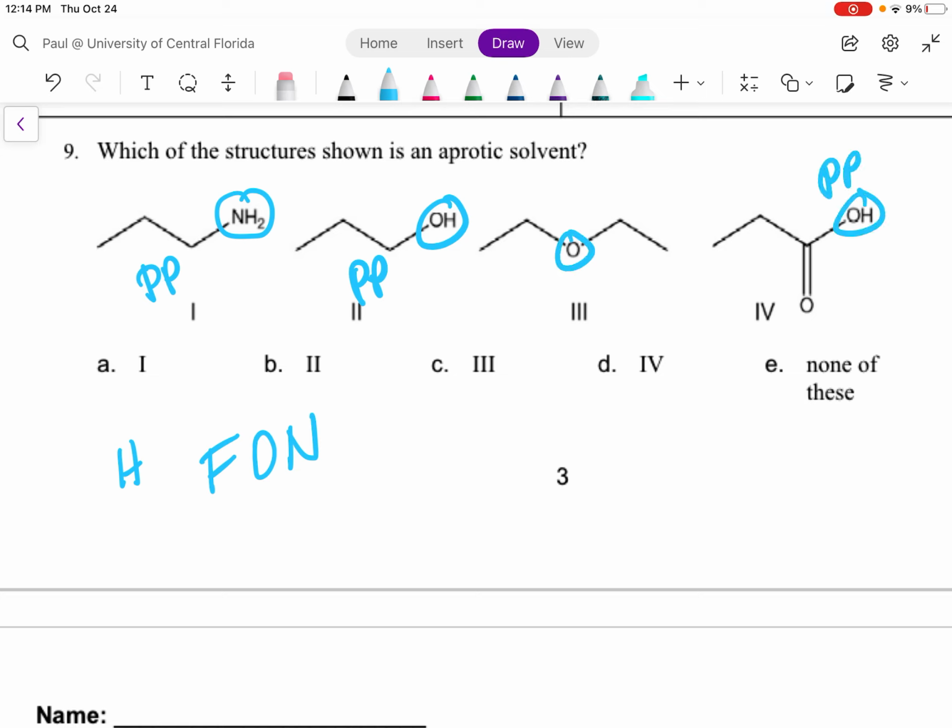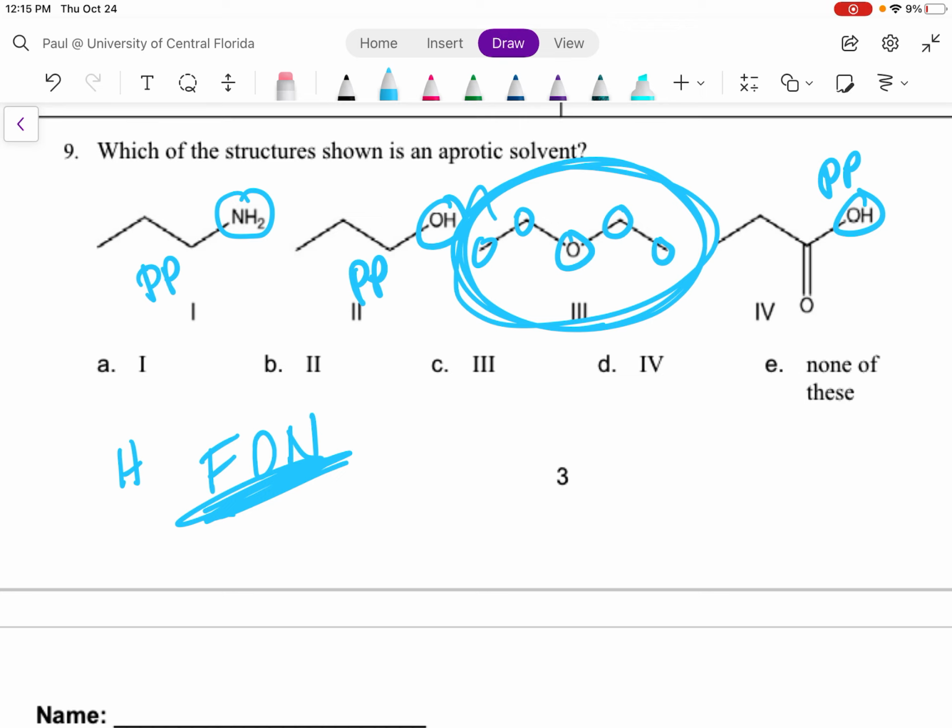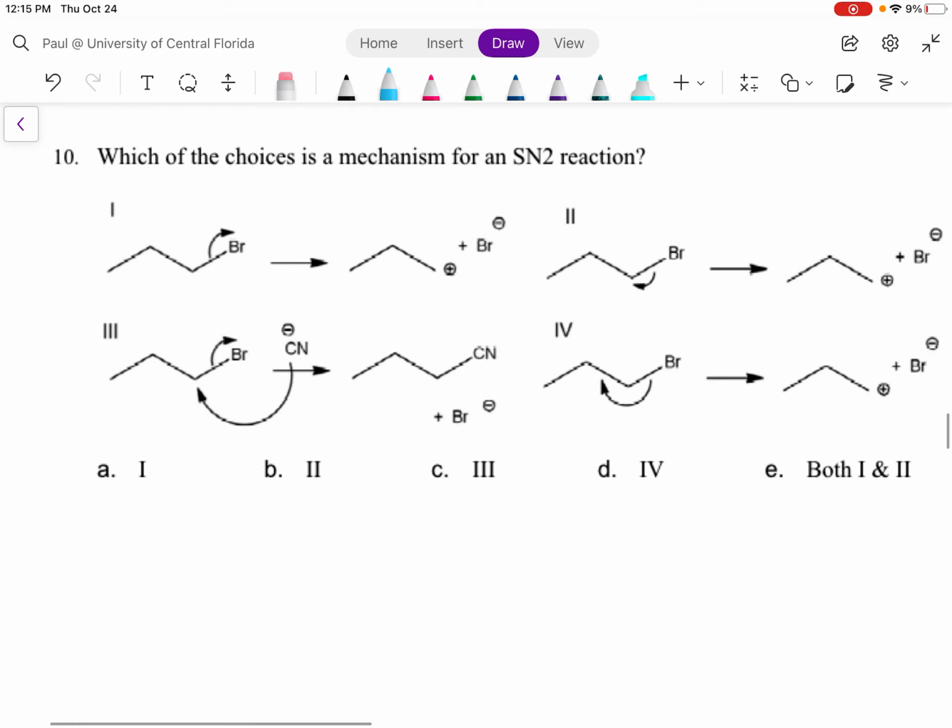Oxygen atom with no hydrogens there. And then the hydrogens on these carbons, yeah, they're attached to carbon. So that guy right there would be our aprotic solvent, because there's no fluorine, oxygen, or nitrogen atom that has hydrogens on them.